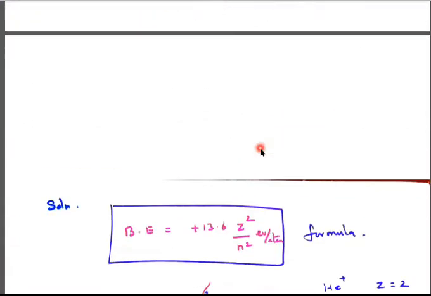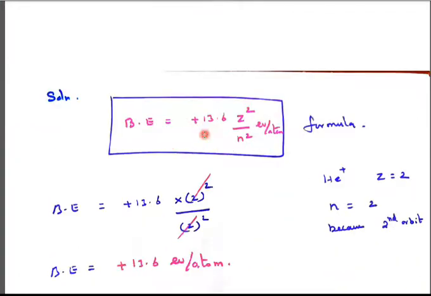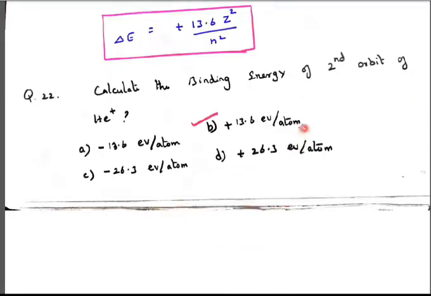So let us see the explanation. Binding energy equals the formula plus 13.6 Z square by n square electron volt per atom. Z is equal to 2 for helium. They said second orbit, so n is equal to 2. So 2 square by 2 square cancel. So our answer would be 13.6 electron volt per atom. This is the correct answer.